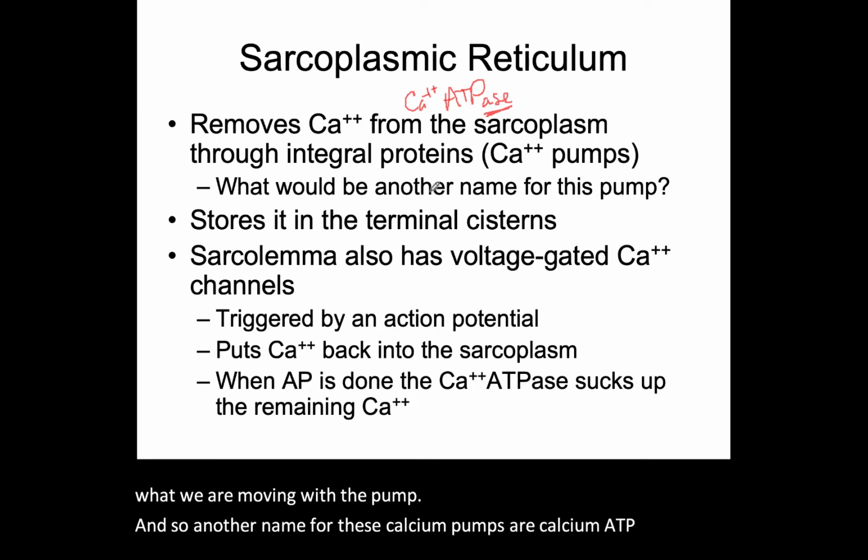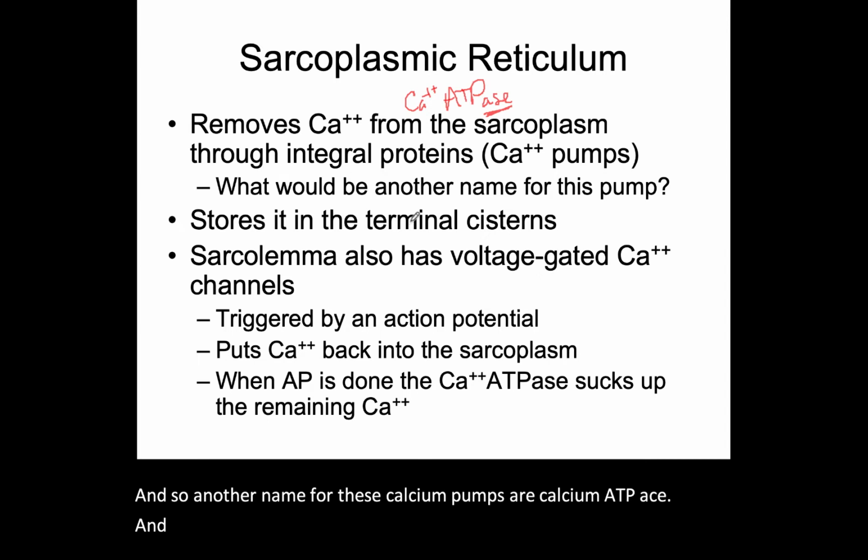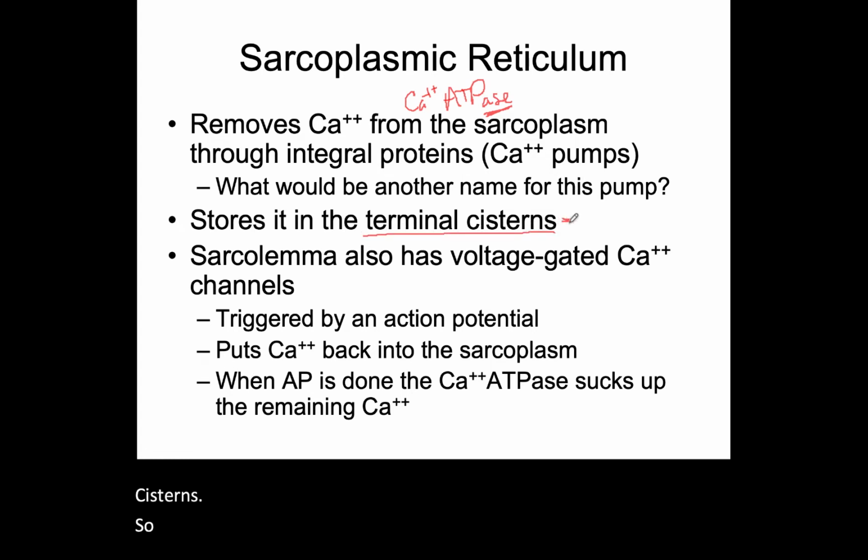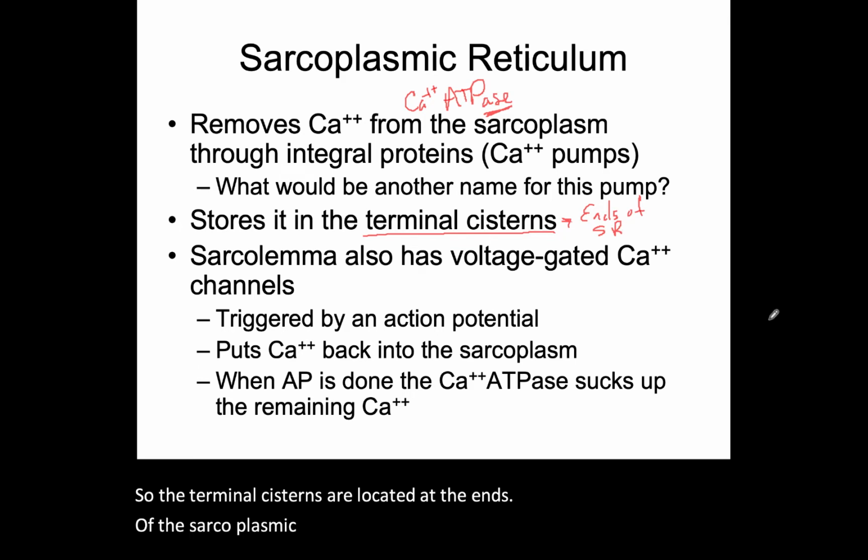All right. And so once we've removed any excess calcium from the sarcoplasm, we store it in the ends of the sarcoplasmic reticulum that are called terminal cisterns. Right, so the terminal cisterns are located at the ends of the sarcoplasmic reticulum. Now, so on one end, we've got calcium ATPases of our sarcoplasmic reticulum.